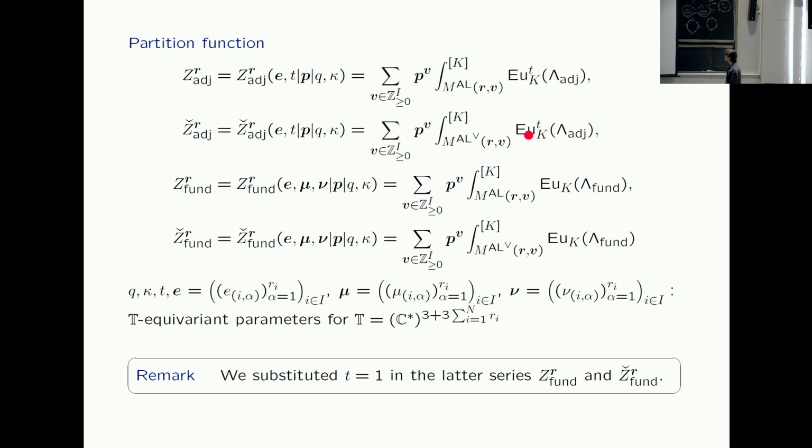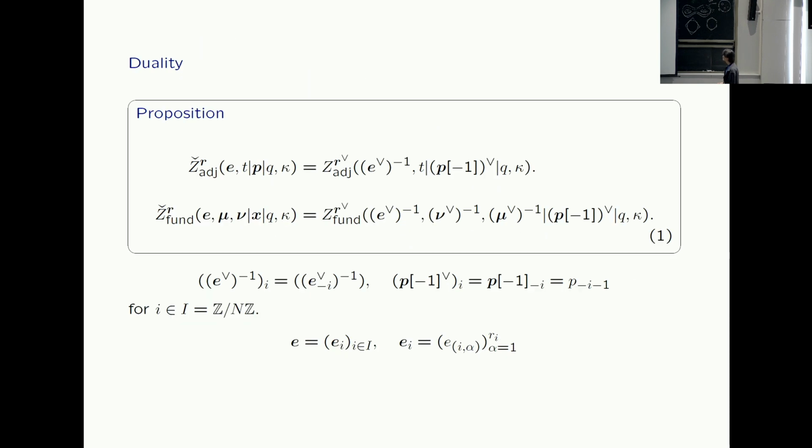So each coefficient is given by an integral over the framed moduli space of framed quiver representations. Here we change V. This means the dimension vector of the framed quivers. So here, the above two have the parameter t, but for the latter series we substitute t equal 1. And these generating series have a very complicated duality.